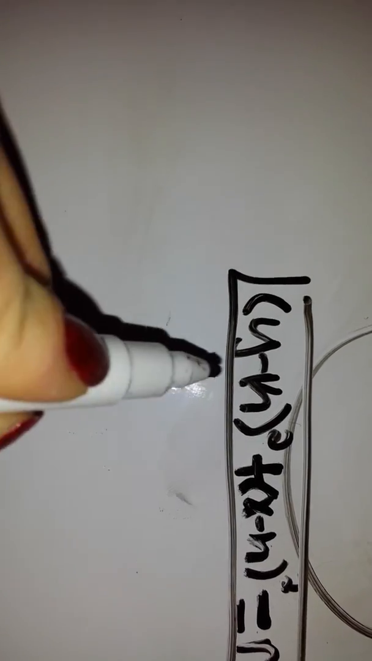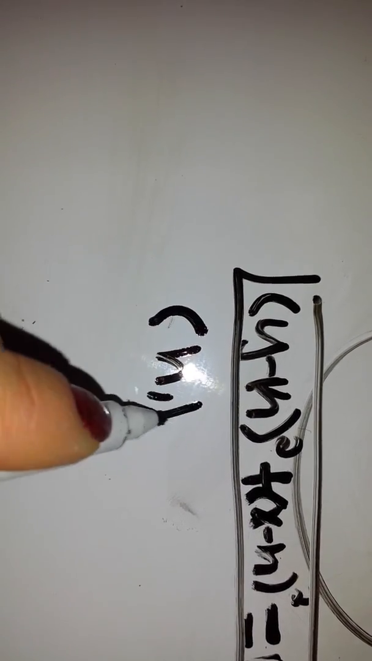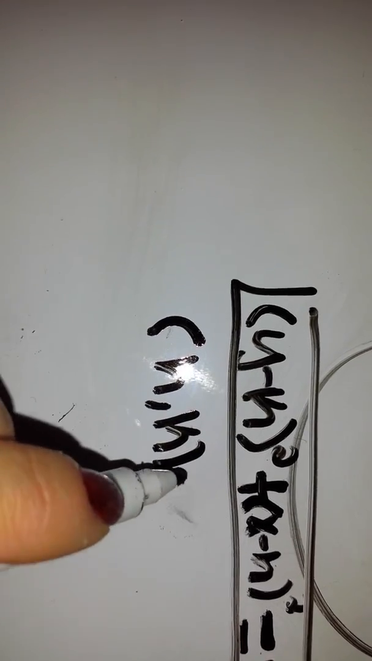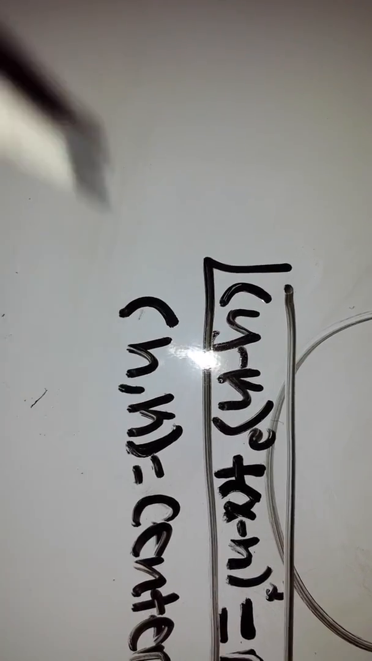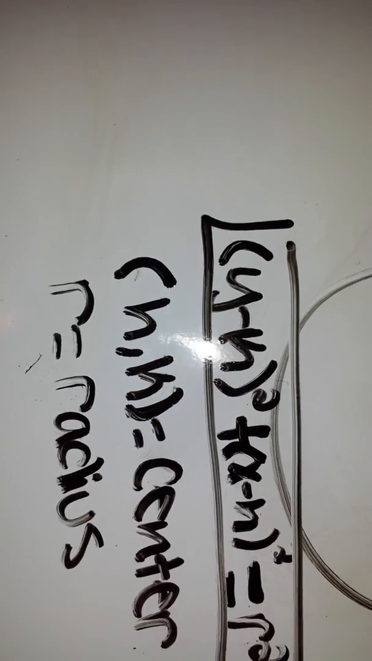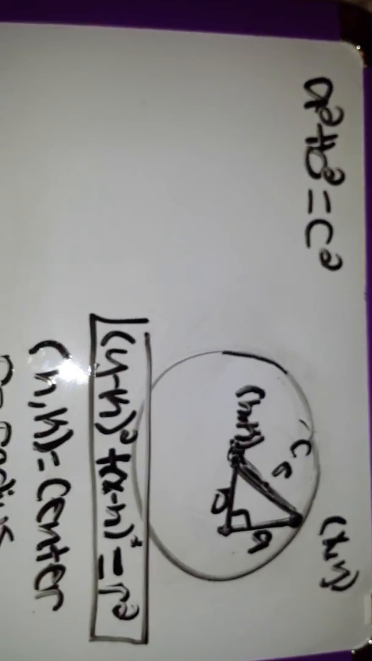But the HK stood for the center, and the R stood for the radius. And that is how you derive the equation of a circle by using the Pythagorean theorem.